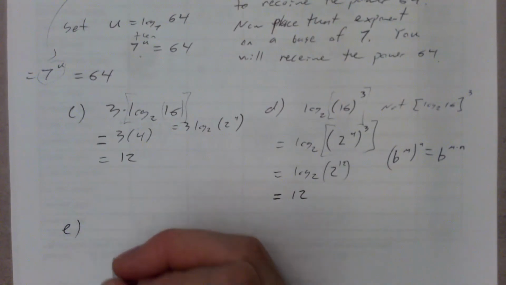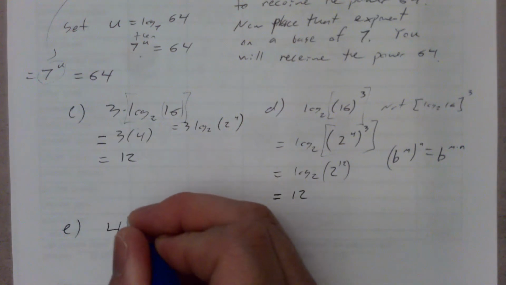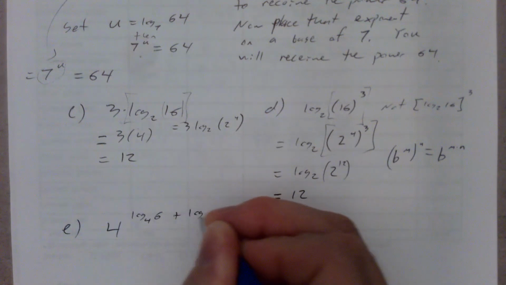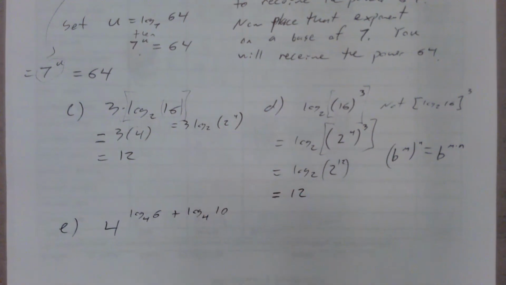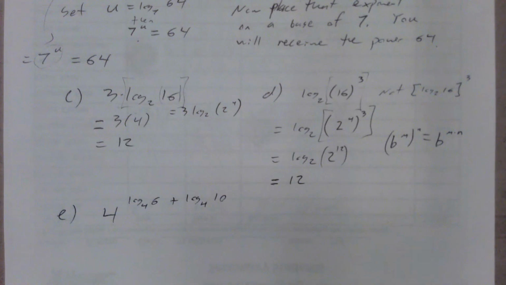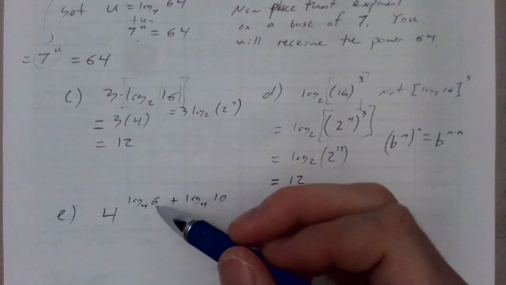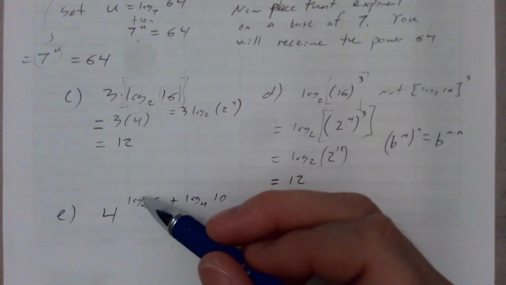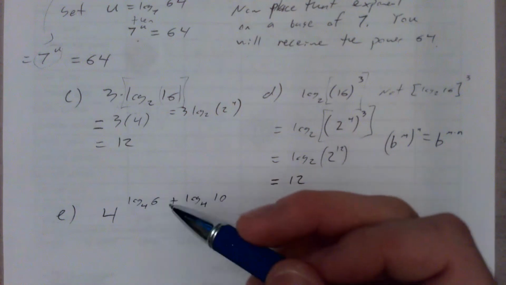Last one. Let's evaluate 4 to the exponent log base 4 of 6 plus log base 4 of 10. We should be able to evaluate this by hand. We should not require a calculator. We should be able to show our work here. So writing this expression as a log or in exponential form is problematic because there's more than one expression. Like I could set this equal to x and set that equal to y, but then I'm kind of making a mess of my expression.